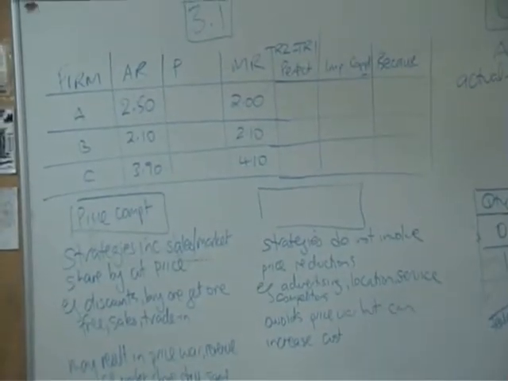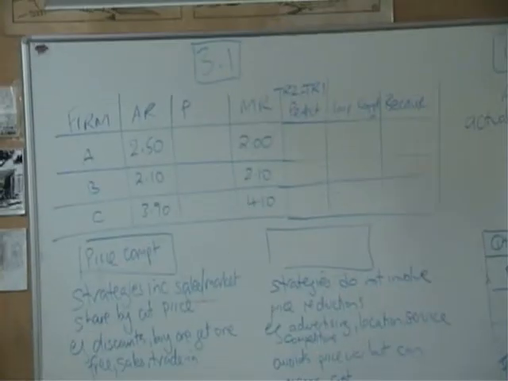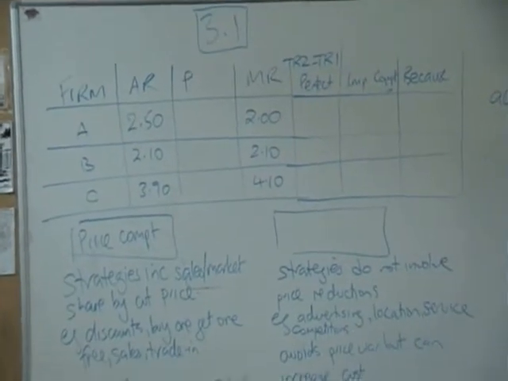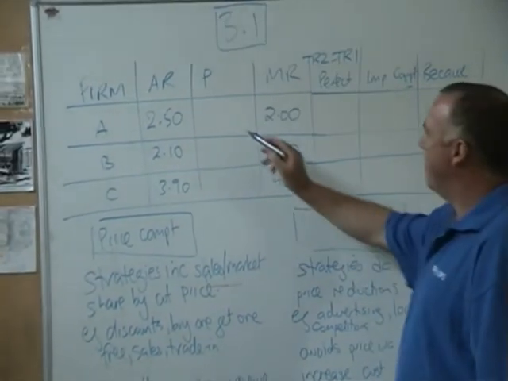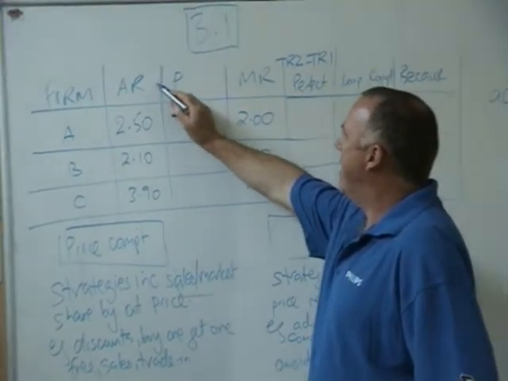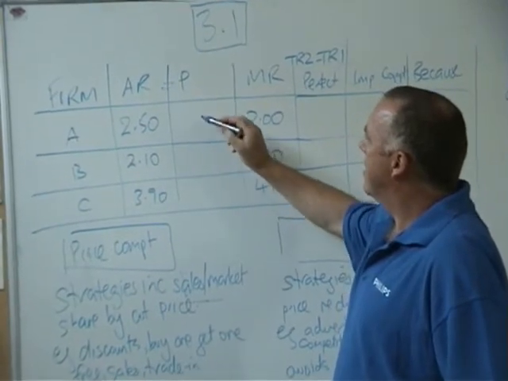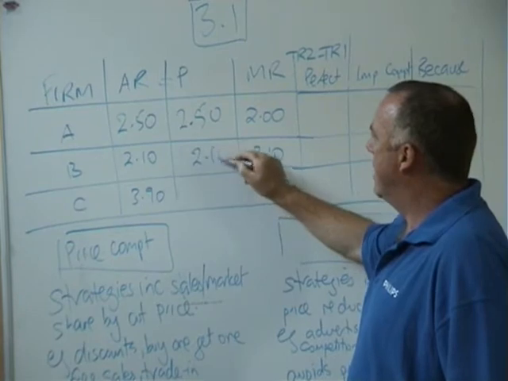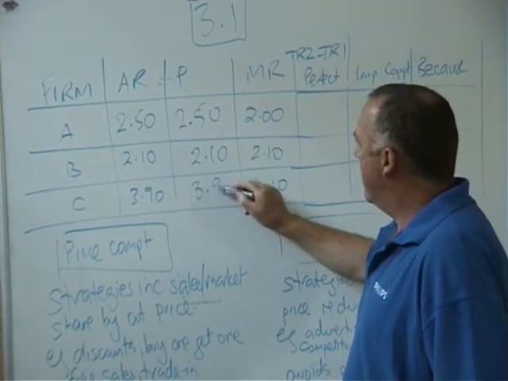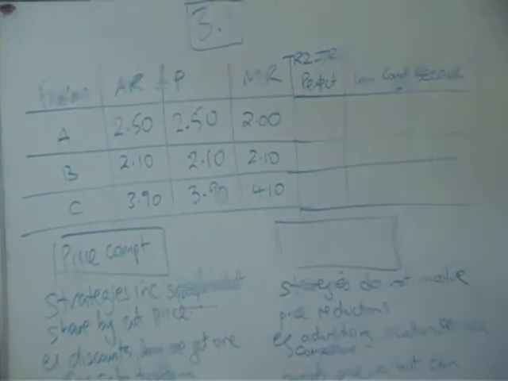A table like this, you might see AR. We ask to complete and then indicate whether it's perfect or imperfect, and the reason why. Doing the price column, pretty straightforward because AR equals price. So this is 250, 210 and 390. So price equals AR.